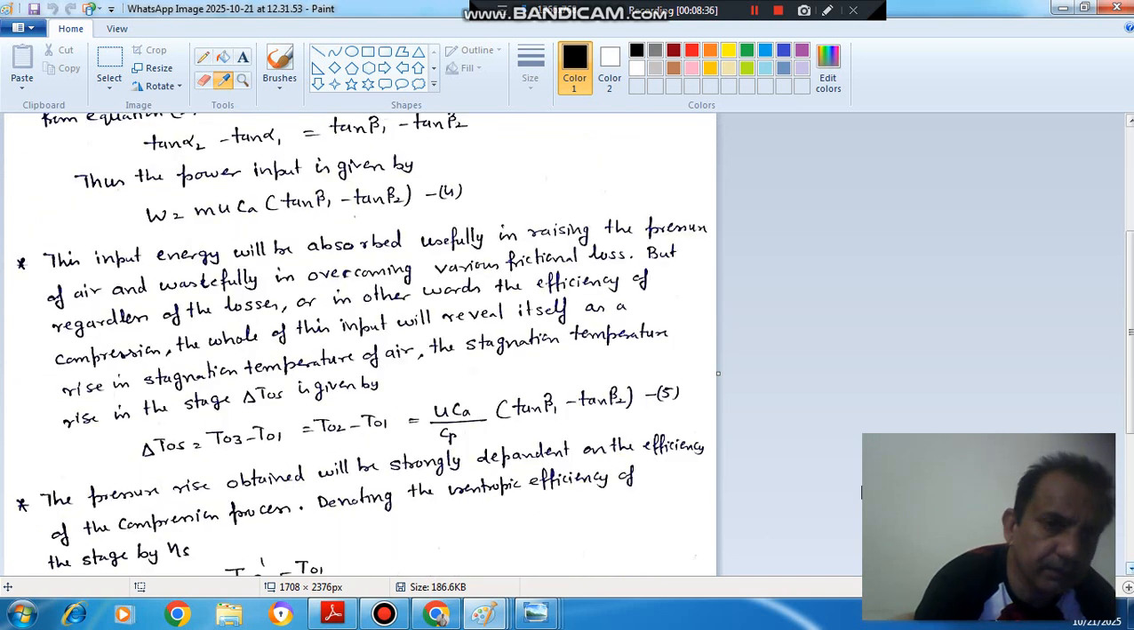Next point, this input energy will be absorbed usefully in raising the pressure of air and wastefully in overcoming various friction losses. But regardless of losses, or in other words the efficiency of compression, the whole of this input will reveal itself as a rise in stagnation temperature of air. The stagnation temperature rise in the stage is given by T03 minus T01, which is equal to T02 minus T01, which is equal to U Ca by Cp (tangent beta 1 minus tangent beta 2). This is equation number 5.